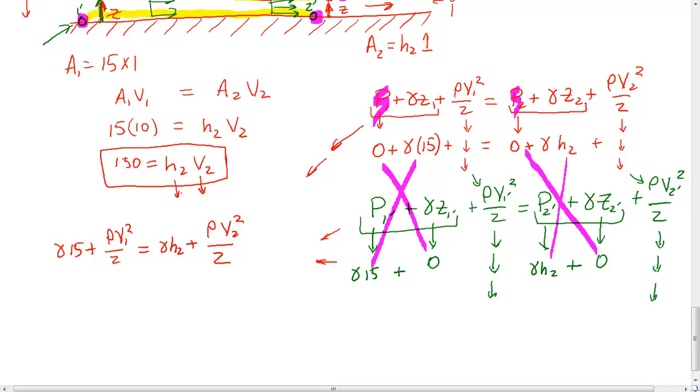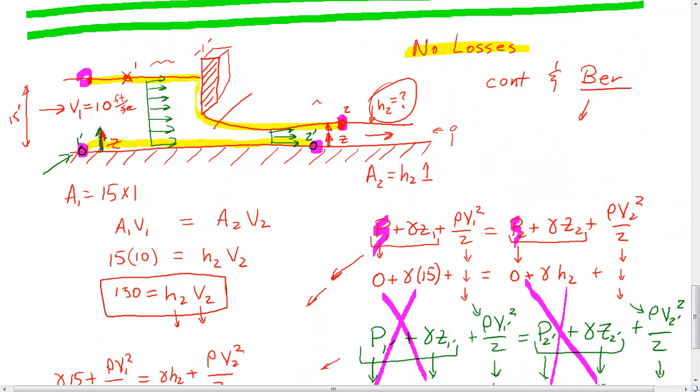Now let's fill out the rest of this. Okay, here's what I'm going to do. I'm going to say that this is water. Gamma is equal to 62.4. Rho is equal to 1.94. And this is slugs per cubic foot. And this is pounds per cubic foot. And so you get both of those.